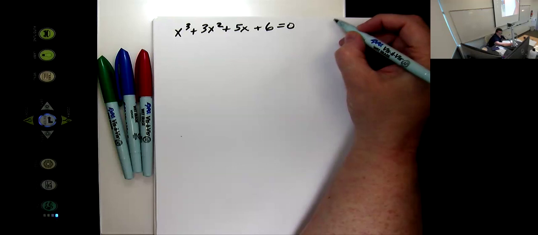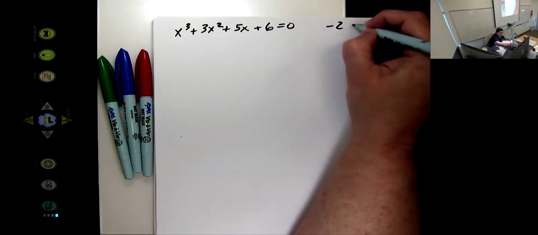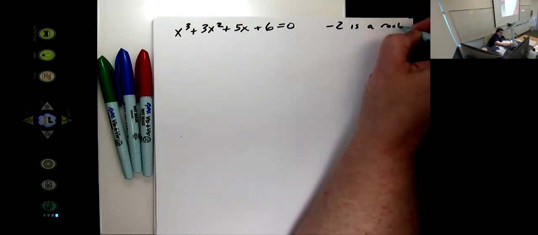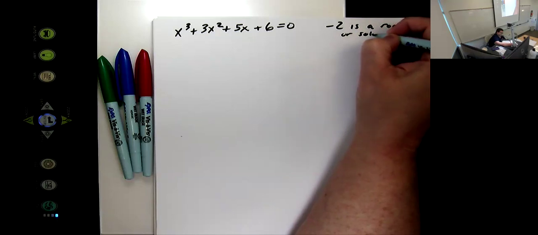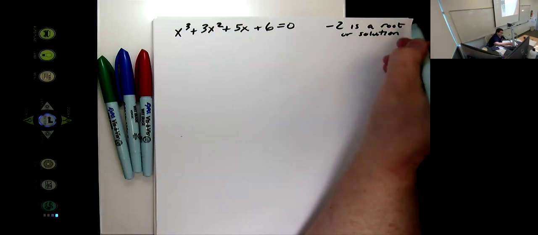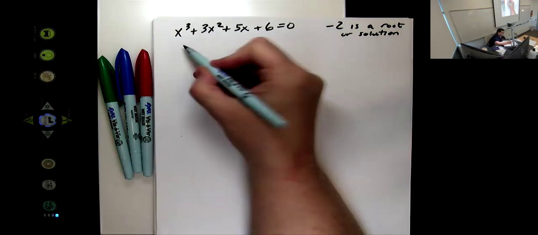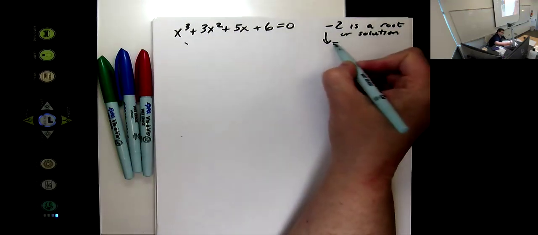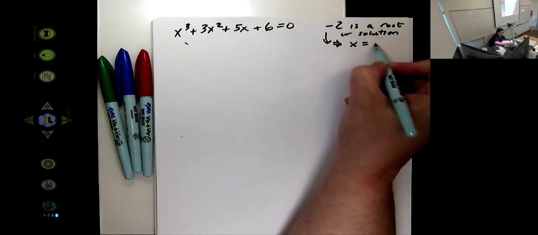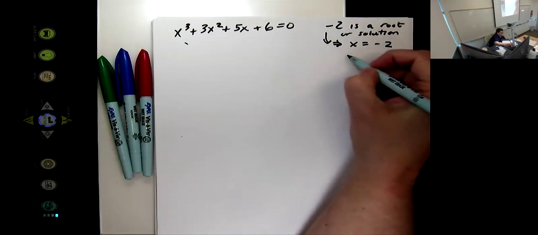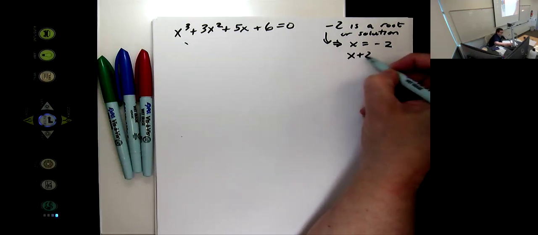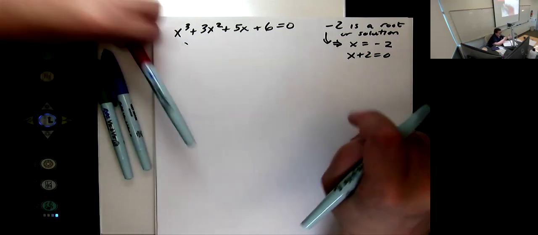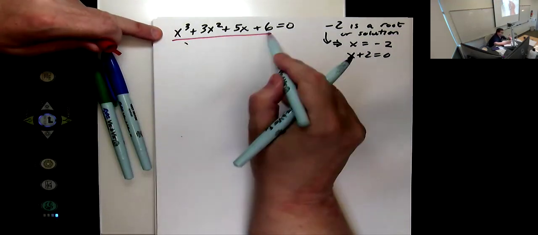And another way of saying this is -2 is a root or solution. You'll see it like this in problems. This means x equals -2 is an answer. This is the same thing as x plus 2 equals 0. So I'm kind of asking you to divide this by x plus 2 right now.